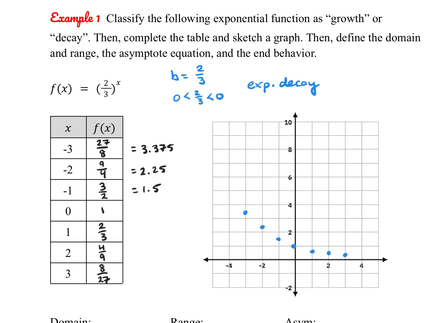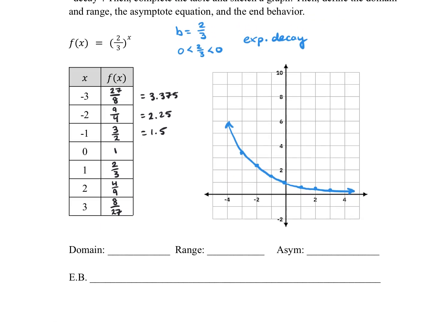So if you connect your graph, it looks something like this. So you could see that as we move to the right, our values do get closer and closer to 0, which is what makes it an exponential decay function. So for these functions, regardless of what the base is, our domain should always be all real numbers. Our range is going to be 0 to infinity again.